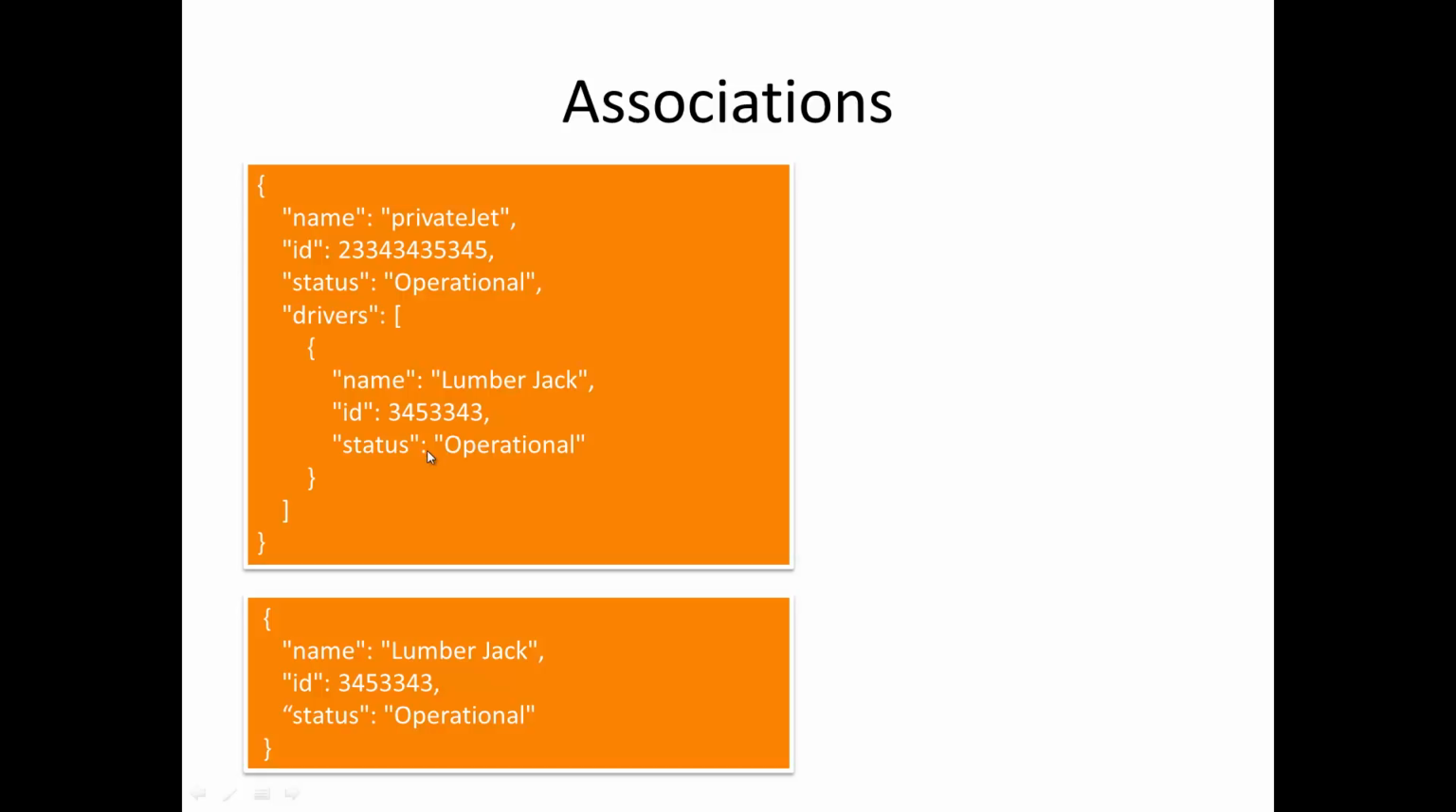Now, you might want to know, why have I repeated this same response in the bottom? This is to show you that if you use associations, so you show the driver of the jet here, and you show the driver as its own resource, it should be the same. It should not be different. You shouldn't suddenly have name, full name or something. It should be exactly the same wherever you see this resource.